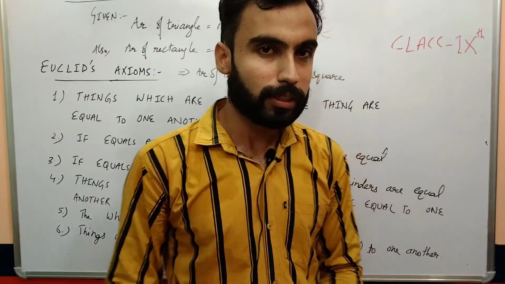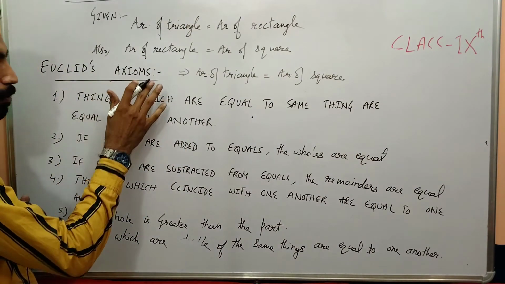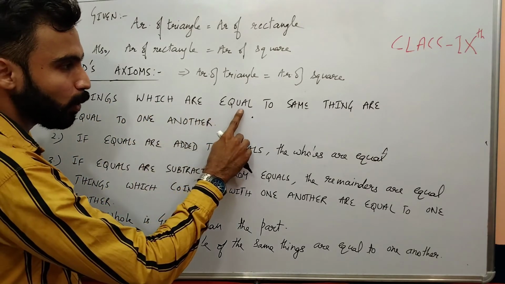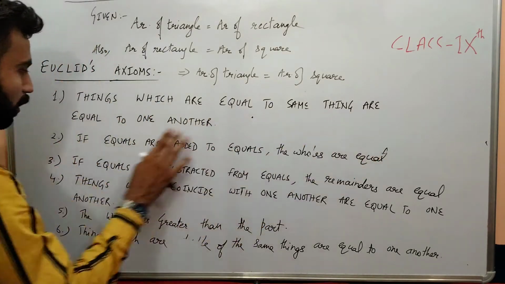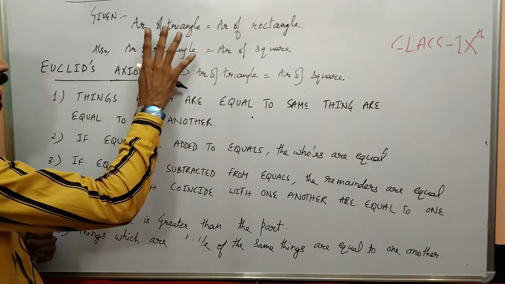So that's all. Students, now I'm going to discuss the base of this chapter, that is Euclid's axioms. Let me just define the first one here, that the things which are equal to the same thing are equal to one another. Let me just explain you this axiom with an example here.